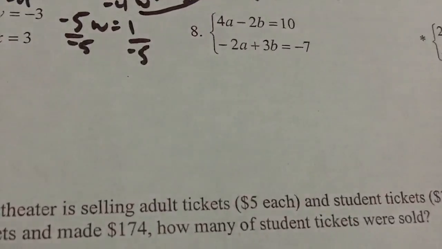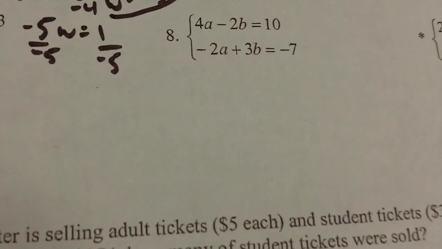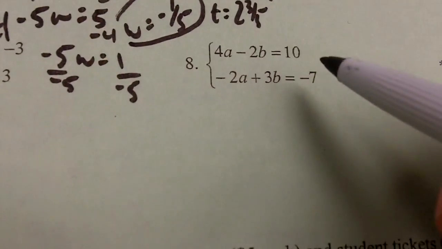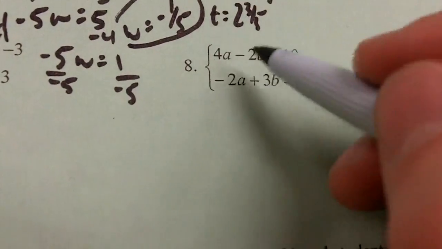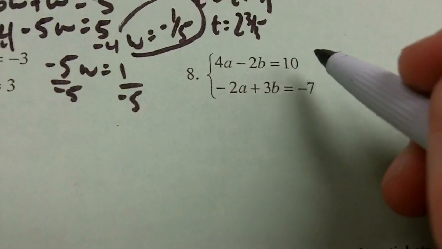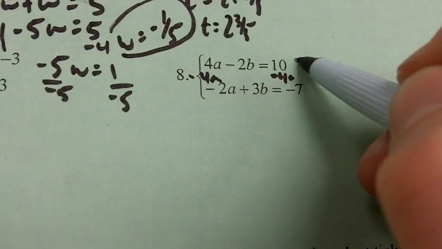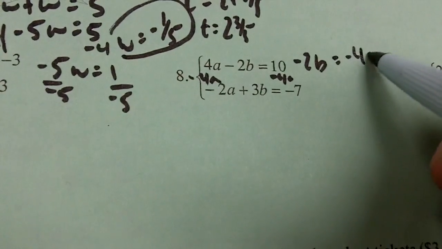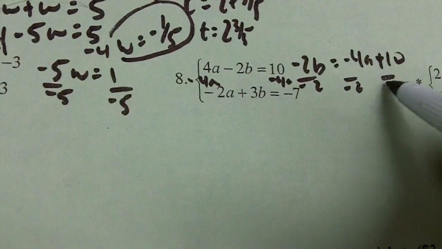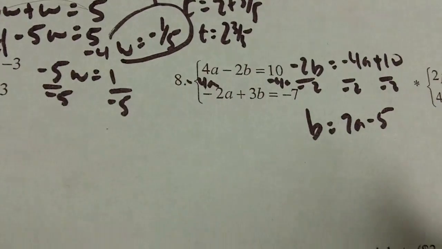Okay, we can go do one more. How about number 8? Get a variable by itself. Which one is going to be the easiest variable to get by itself? How about b in this one? It doesn't matter. We're going to get fractions on this one. So I'm just going to get one by itself and we'll see. Minus 4a, minus 4a. Negative 2b equals minus 4a plus 10. Divide by negative 2, divide by negative 2, divide by negative 2. b equals 2a minus 5.